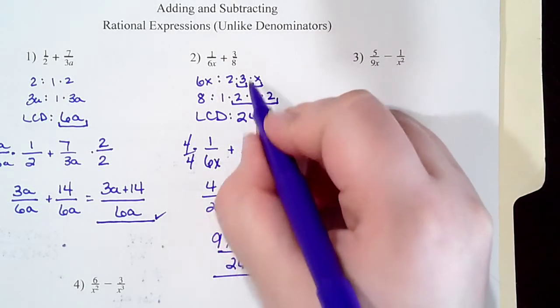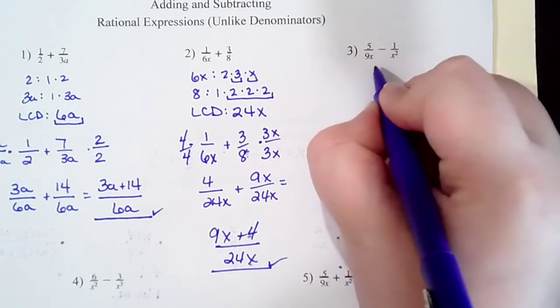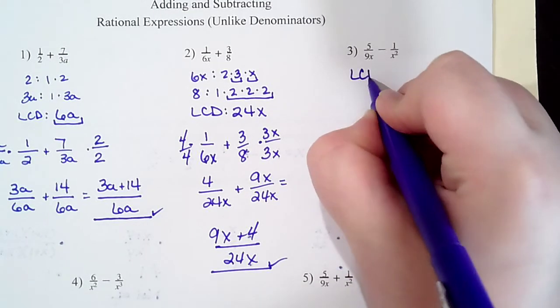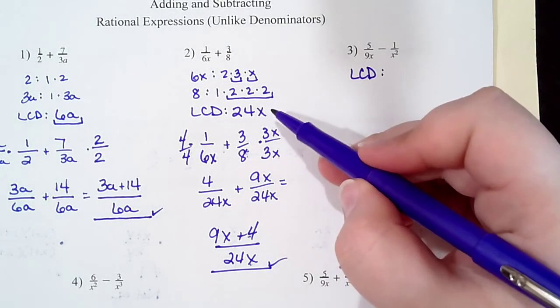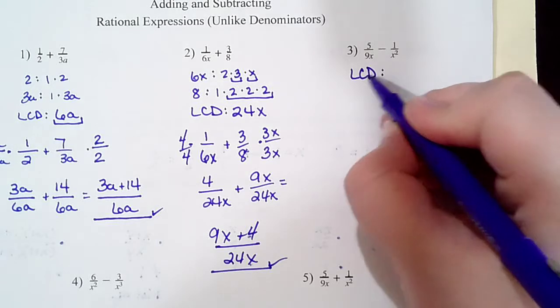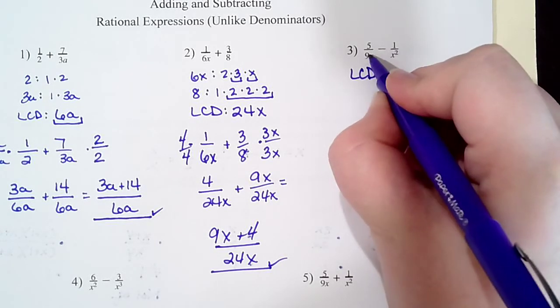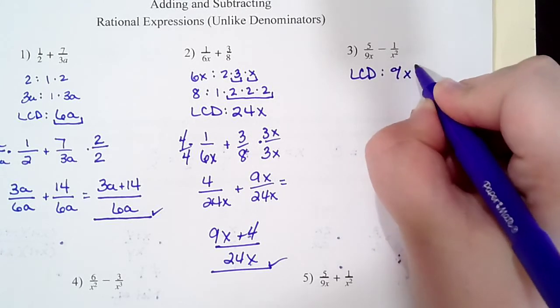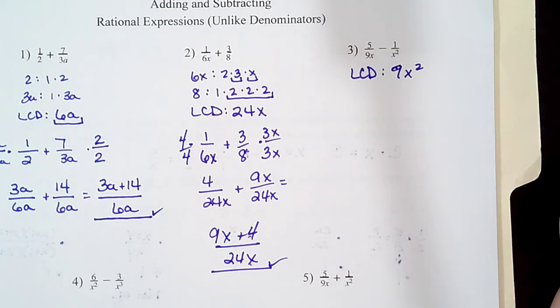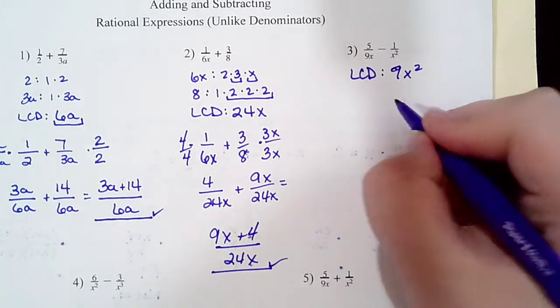So I'm not going to write these two pieces every time. In this case, I'm going to just write the LCD, because as you get faster, you won't need all of these steps. So in this case, LCD, I will need an x squared over here, and I'll need a 9 over there. So eventually my least common denominator will be 9x squared. If you still need a little bit more practice on LCDs, hit me up. I'd love to help you out with that.